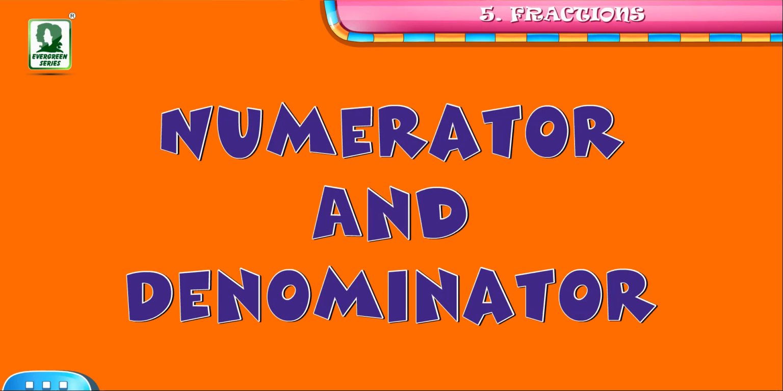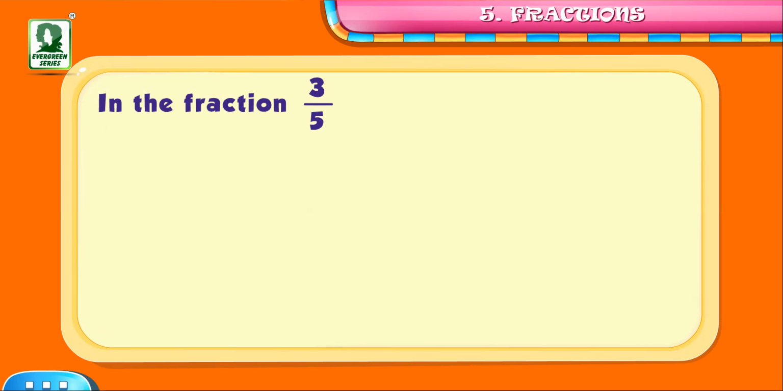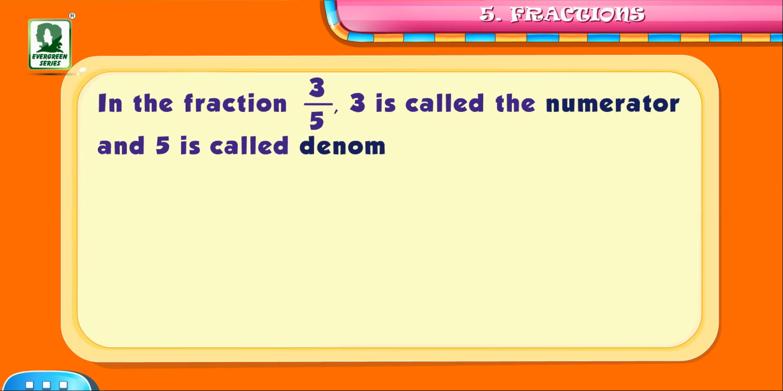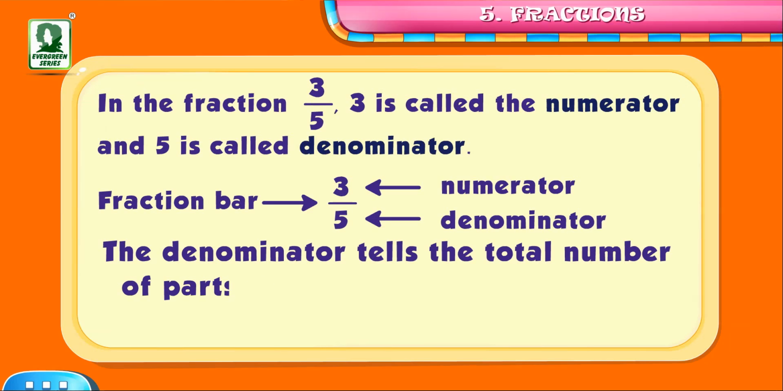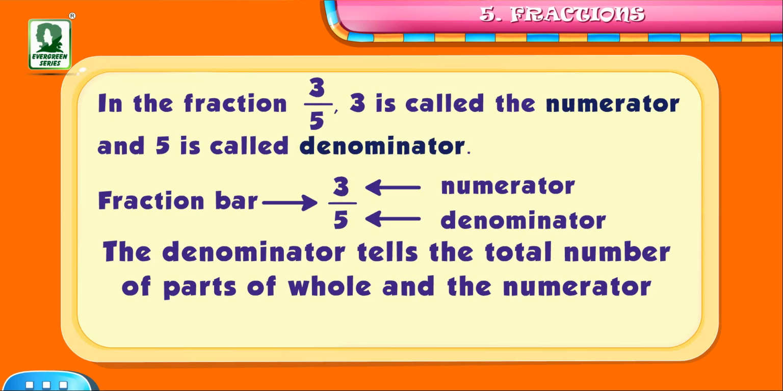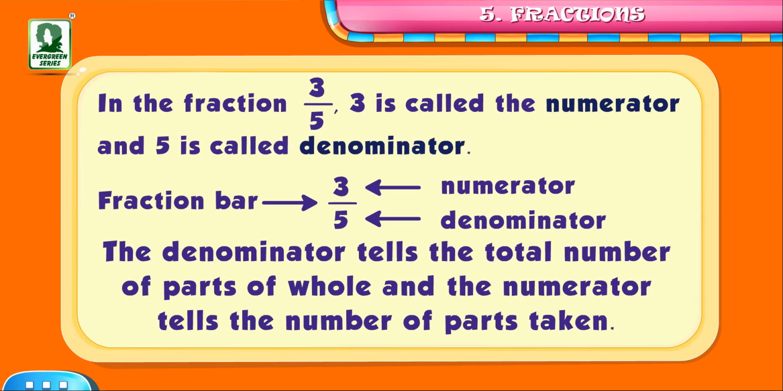Numerator and Denominator. In the fraction 3 by 5, 3 is called the numerator and 5 is called the denominator. The denominator tells the total number of parts of whole and the numerator tells the number of parts taken.